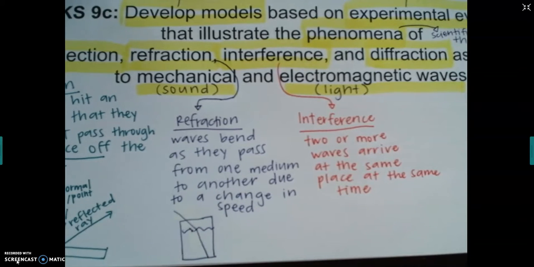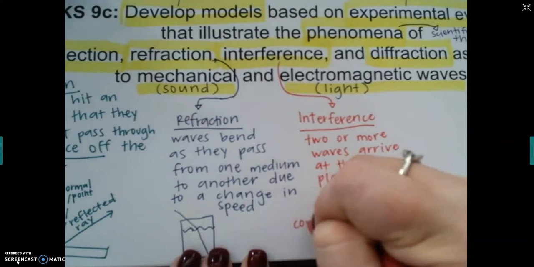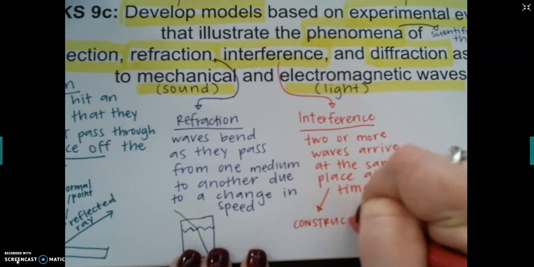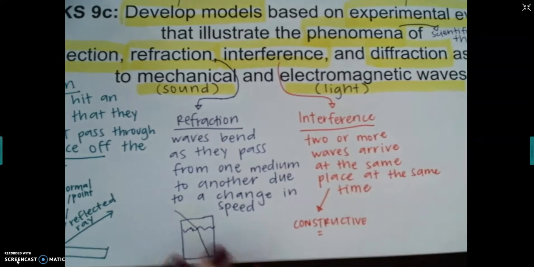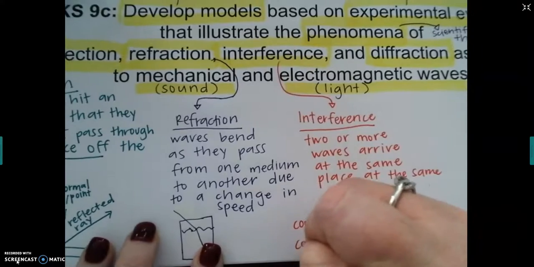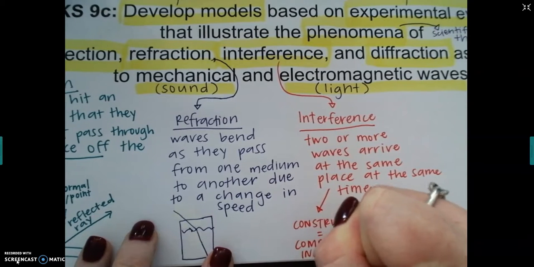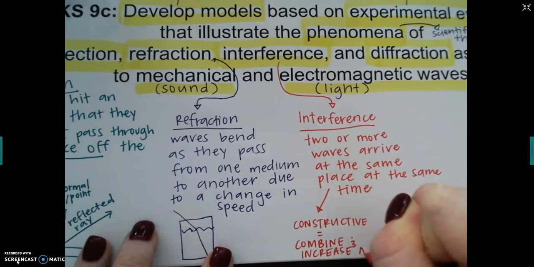Interference can be constructive or destructive. And we've probably heard those words before, but maybe not in this particular capacity. So interference, if it's constructive, the waves are going to combine. And constructive interference occurs because two waves at the top of their wave interfere at the same time, and it actually increases the amplitude of that wave. So constructive waves are going to combine and increase amplitude.